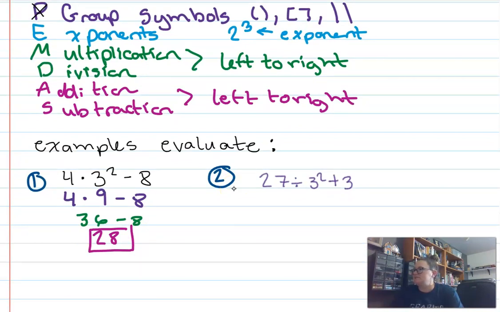So again, let's think about what's first to do. It's the same as this one. 3 squared, that is 9. So 27 divided by 9 plus 3. All right, now all we have left is division and addition. Division comes first, so that's 3 plus 3. And now we just add those two up. Last step, we end up with 6.